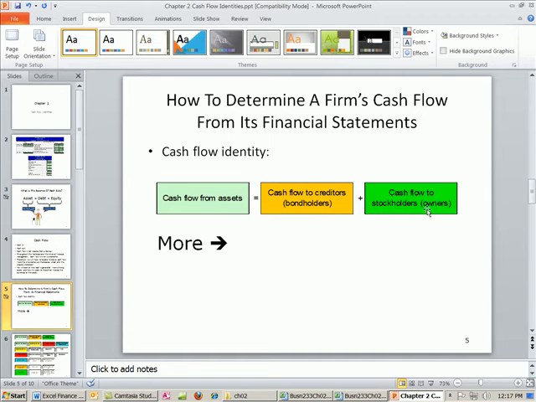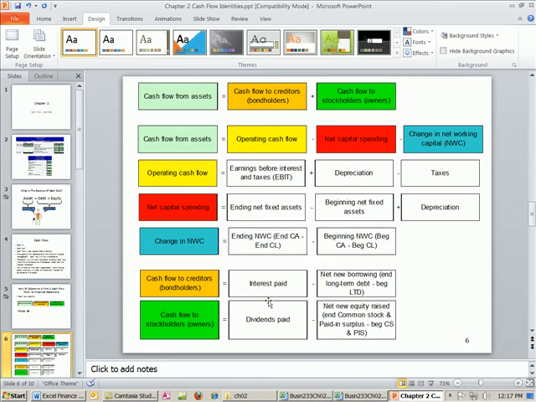Same with stockholders. All right, let's elaborate because we have to do calculations to get this number, calculations for this and this. Next slide. Oh, here they all are, color coded.